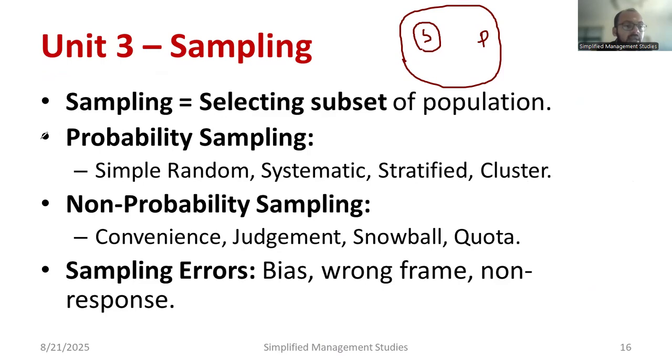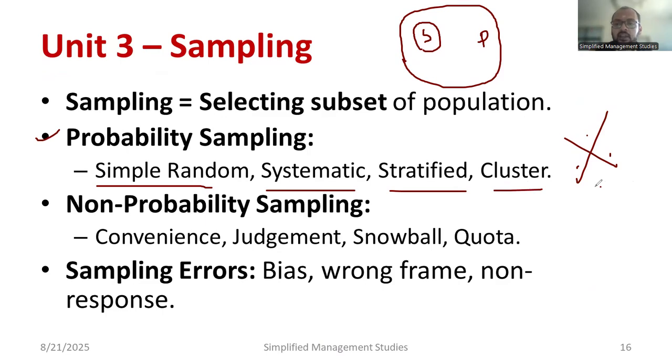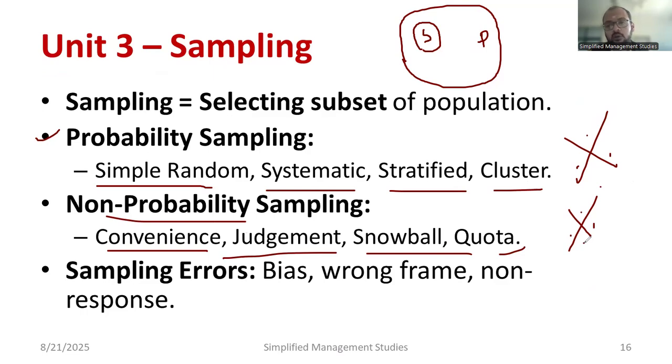And what is probability sampling? Probability sampling includes simple random, systematic, stratified, and cluster. These are the types of probability sampling. It's one of the evergreen questions. Kindly focus individually. What is non-probability sampling? It includes convenience, judgment, snowball, quota. Very, very important. Any one of the questions will be repeated in the examination. I request everybody to focus individually.